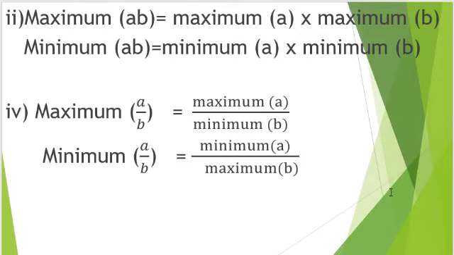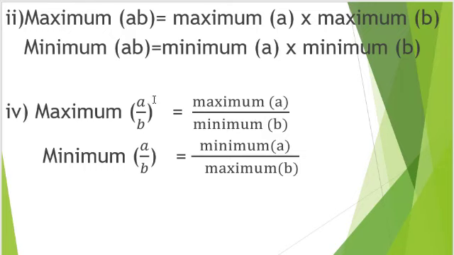Then maximum of AB. When you're looking for the maximum of the product, that means multiply two big answers. There, I'll multiply maximum of A times maximum of B. I think that one is very clear. Minimum of AB. When you're looking for the minimum of the product, we want a small answer. That means multiply small values: minimum of A times minimum of B.